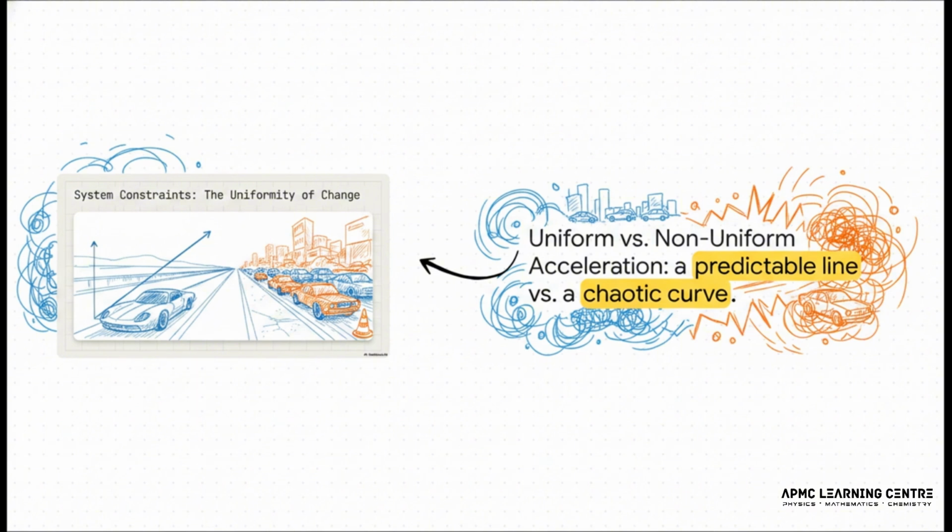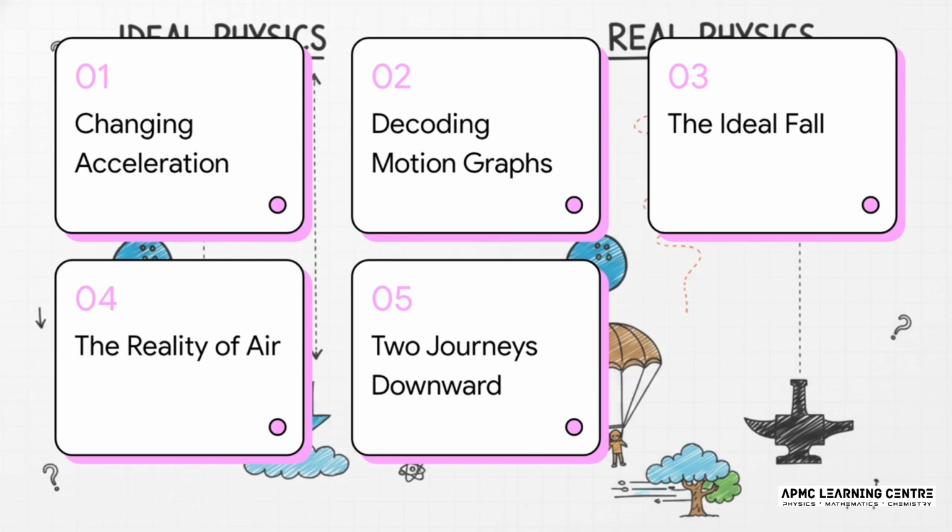That's non-uniform acceleration. Think of it like this. The straight line is a car on a wide-open highway, and the curve, well, that's the same car stuck in rush hour traffic. And as you're about to see, most of the real world looks a whole lot more like rush hour. So here's our game plan.